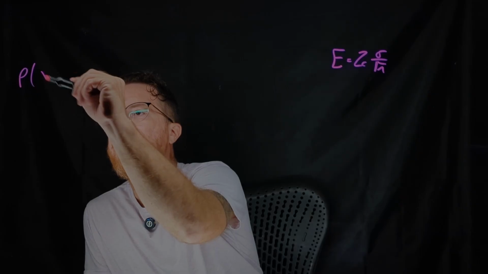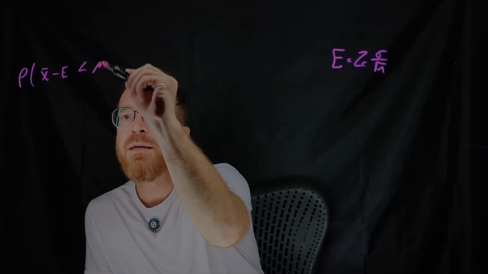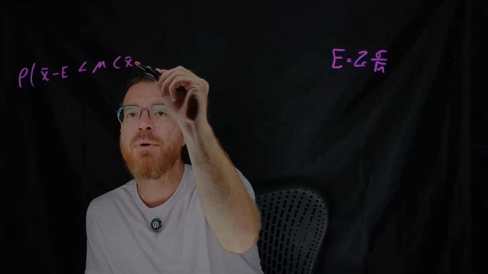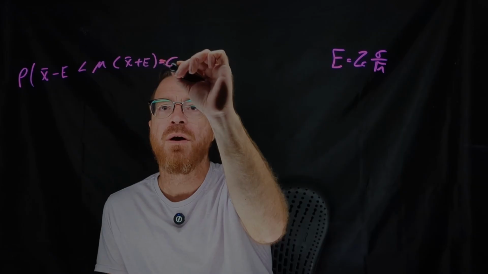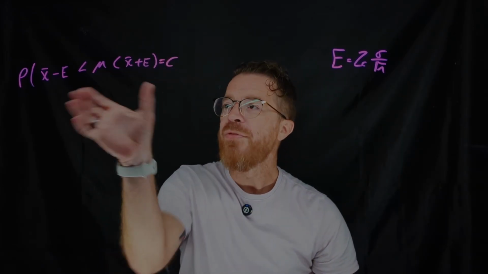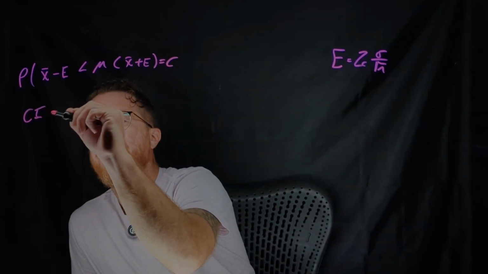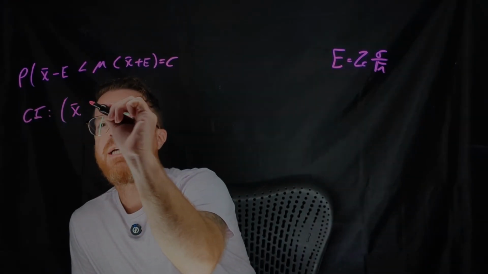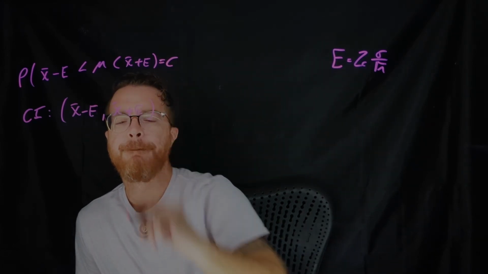So then our confidence interval is the probability that x bar minus E is less than mu is less than x bar plus E, and this is going to be equal to our confidence level C. This is our confidence interval right here. So our actual confidence interval is going to be written as the interval x bar minus E up to x bar plus E.